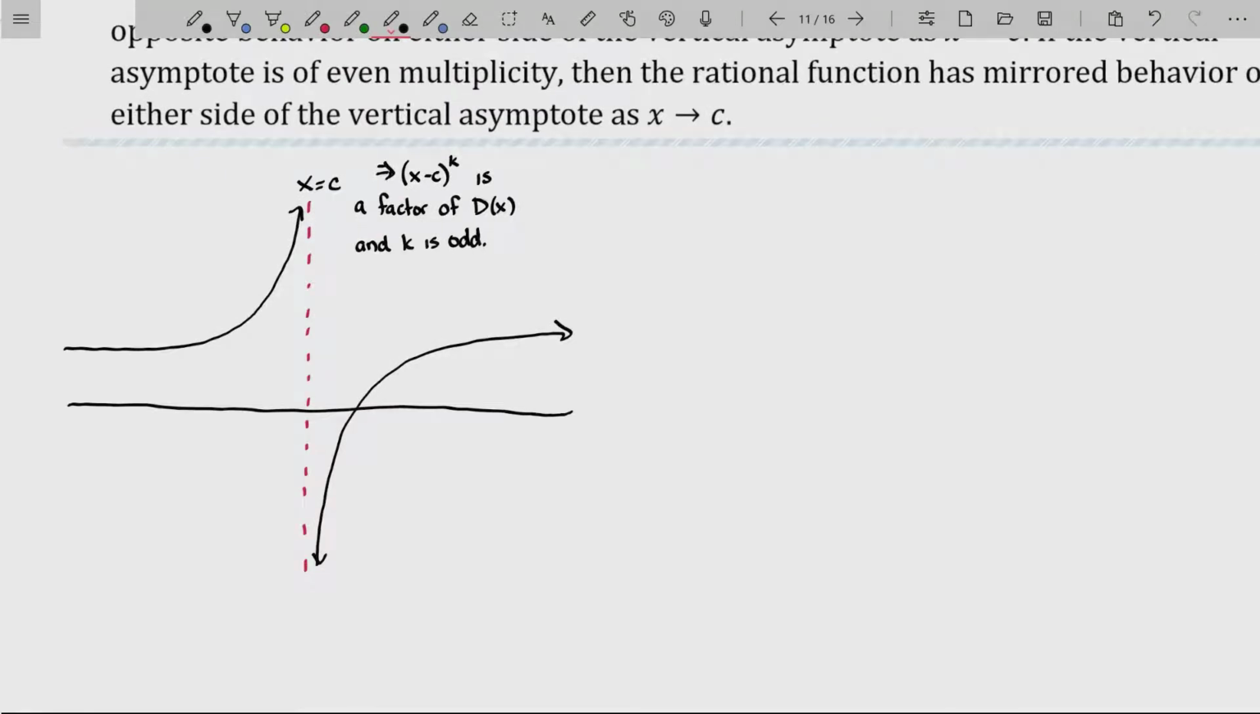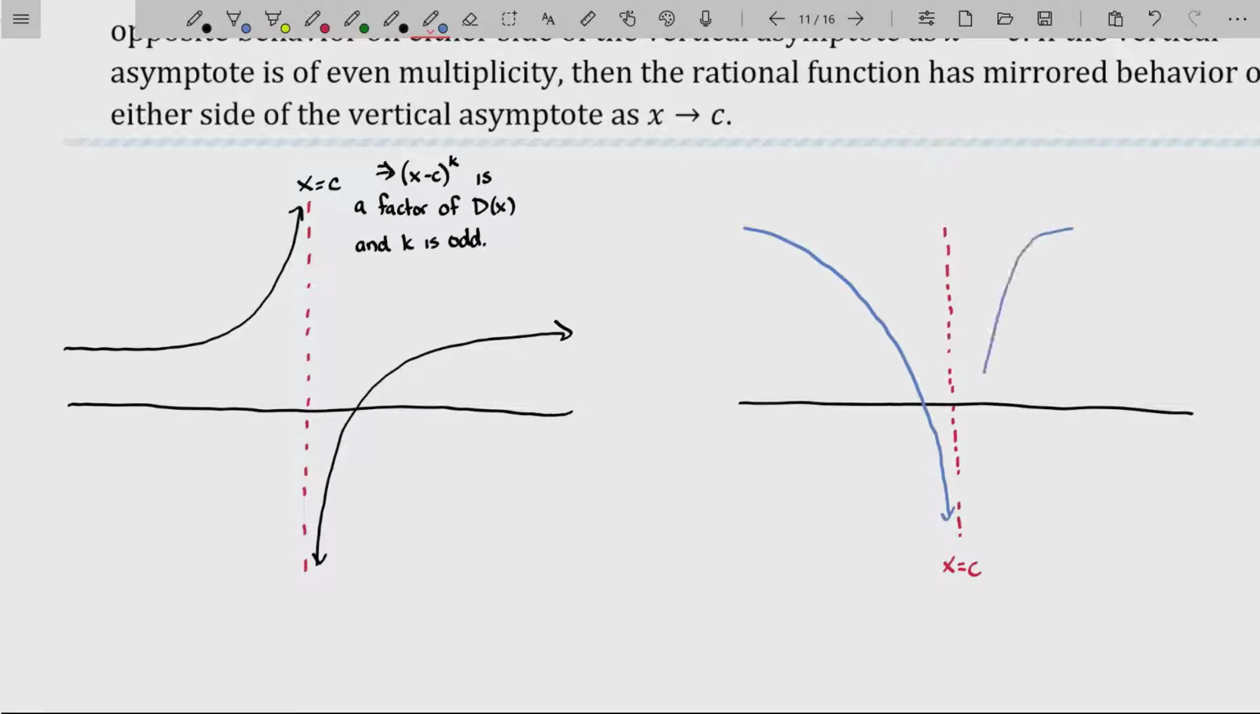On the other hand, if somebody gave me something like, let's draw another vertical asymptote. Let's say that this vertical asymptote occurs at x equals c again. But this time, let's pretend that our function looks like this. So it dives down to negative infinity as x approaches c from the left-hand side, and it dives down to negative infinity as x approaches c from the right-hand side. Then I know immediately that the multiplicity of the vertical asymptote x equals c must be even.